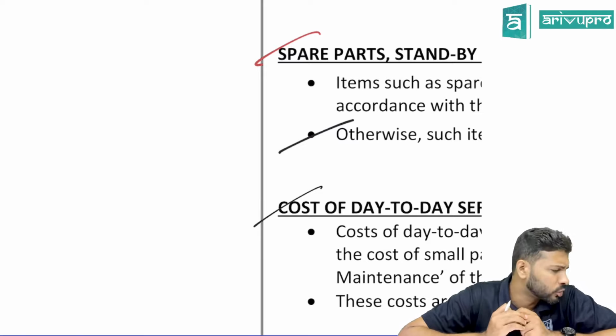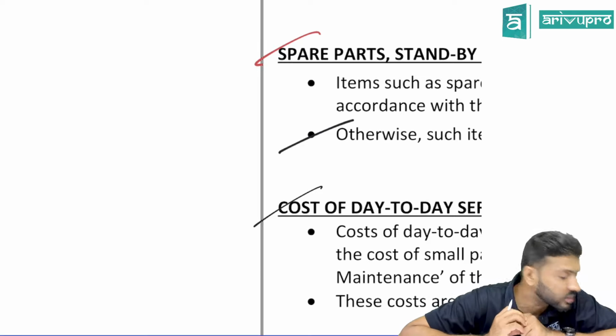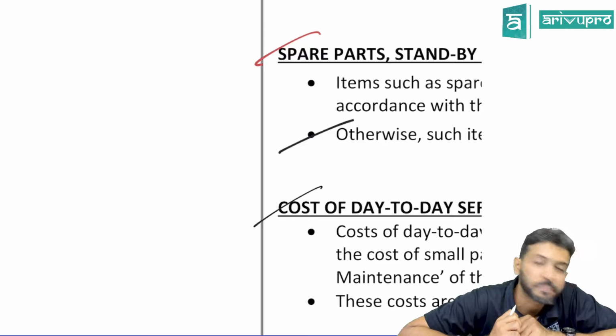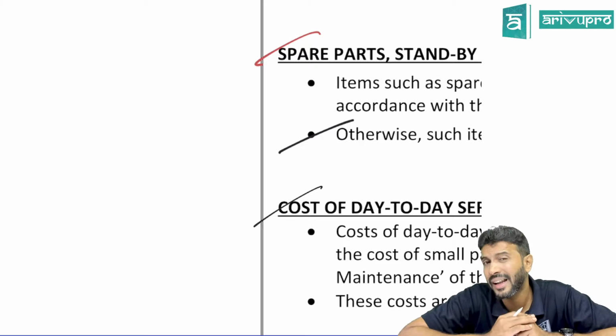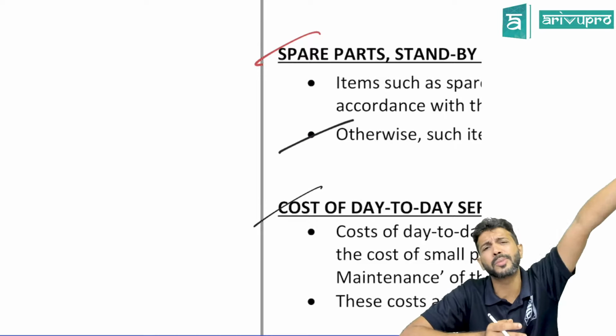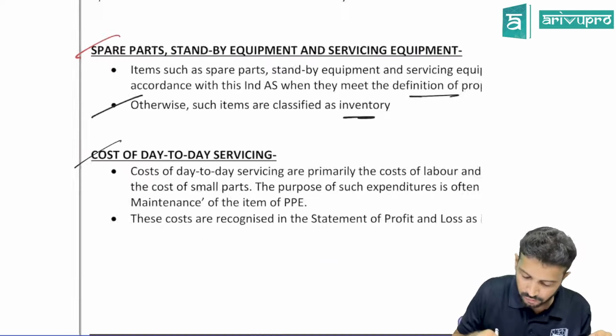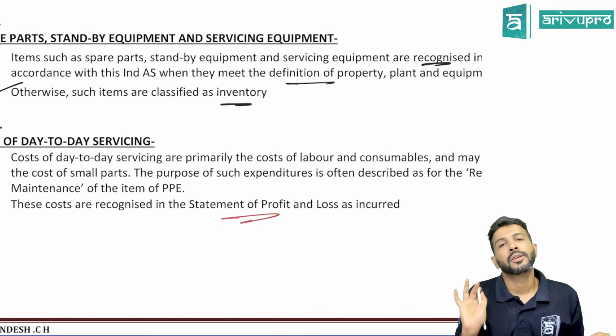What do you do with those routine repair costs, sir? The routine repairs that you will incur, what will you do with that? Will you capitalize it as a property, plant and equipment? Will you show it as property, plant and equipment, or will you transfer that expense to P&L? Those routine expenses will be transferred off to P&L account.